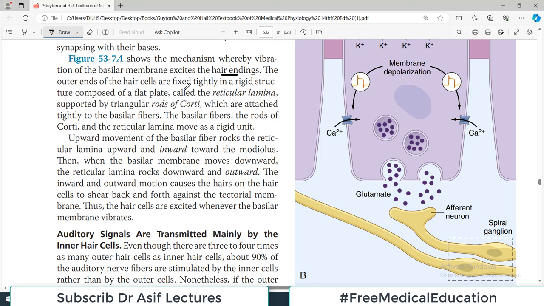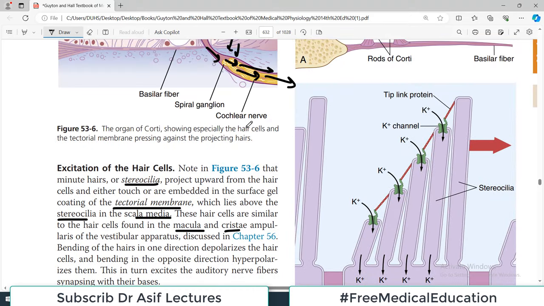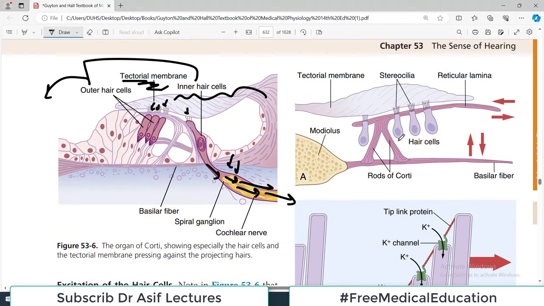The outer ends of the hairs are fixed in a tightly rigid structure composed of a flat plate called the reticular lamina, supported by the rods of Corti, which are attached to the basilar fibers. The basilar fibers, the rods of Corti, and the reticular lamina move as rigid units. Now, these are structural details. Even if you want to remember what things are attached to the basilar fiber, there are the rods of Corti. These are projections and laminations of the basilar fiber, and they kind of harbor and hold.